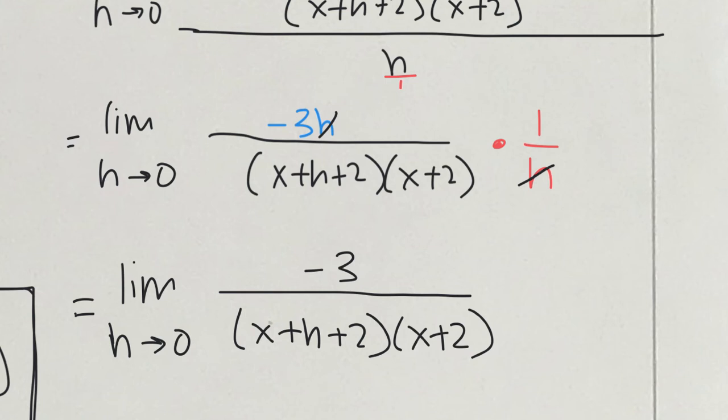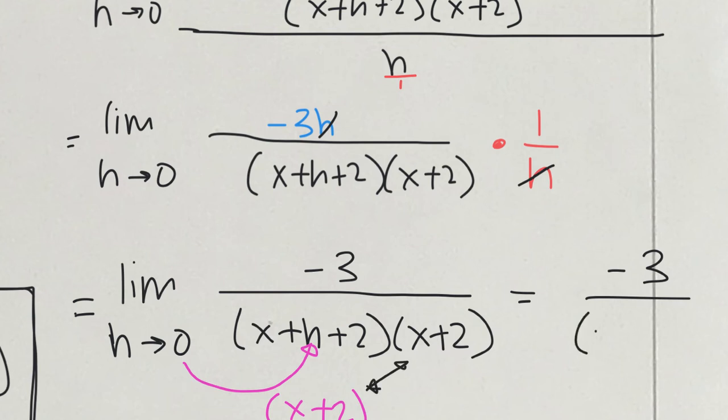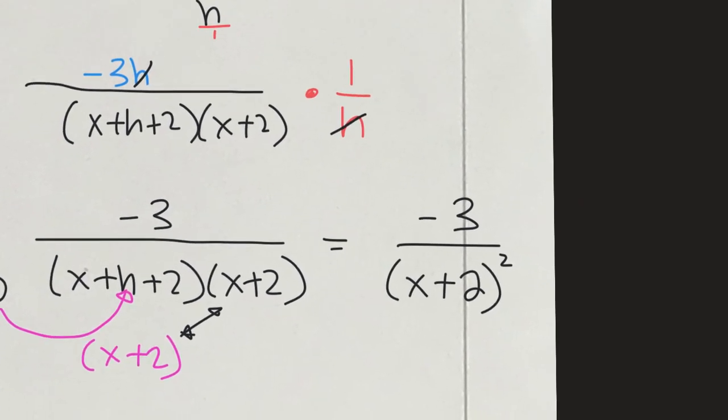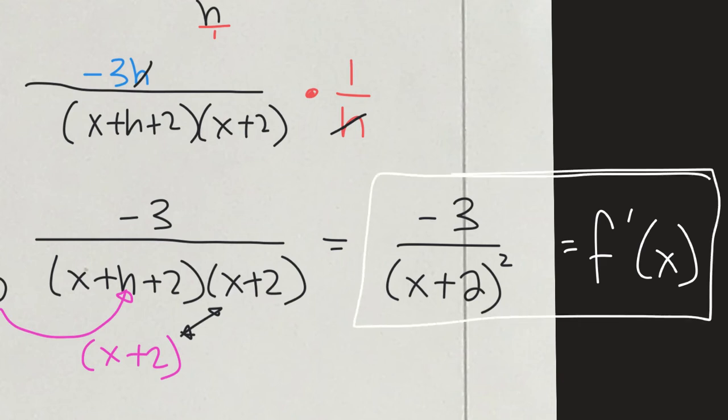Okay, so direct substitute 0 in here, and that leaves me with just an x plus 2 as that binomial down there now. So I get negative 3 over, since there are two of the same factors, I'm going to write it as x plus 2 squared. And this is the equation for my derivative. I'm going to use this equation to find the slope of the tangent line at any value for x: negative 3 over, parentheses, x plus 2 quantity squared.